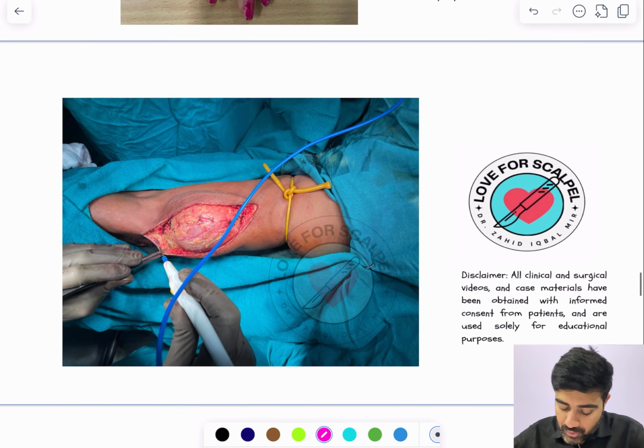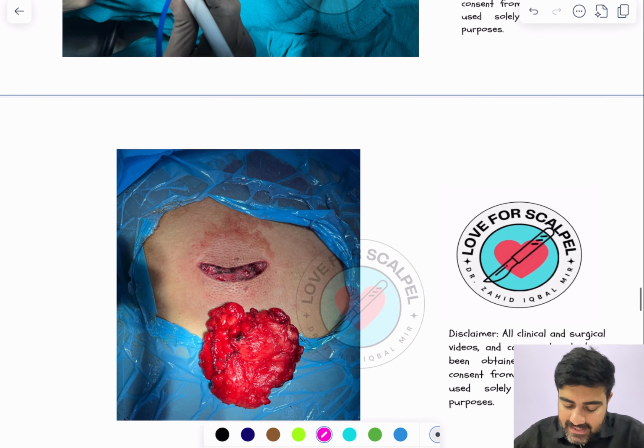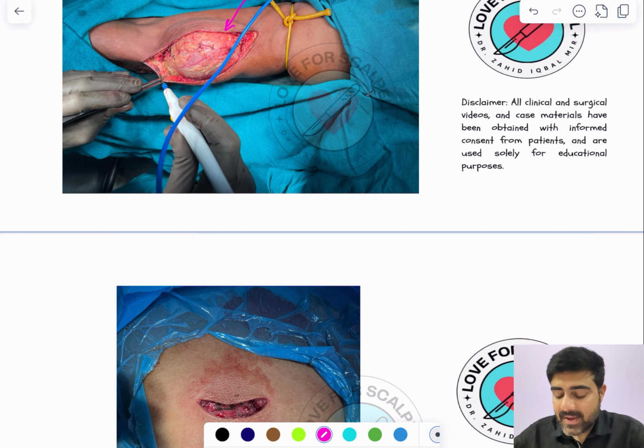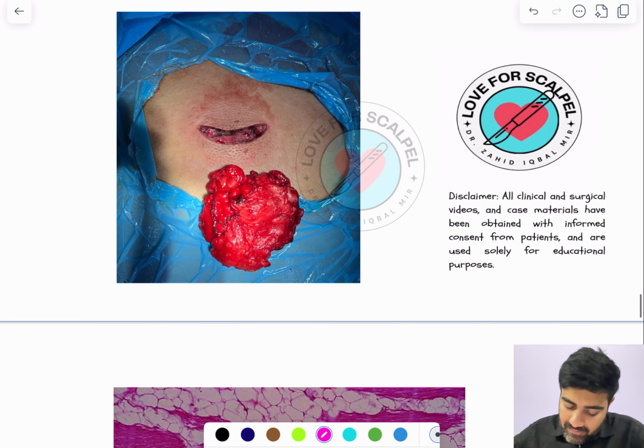Then this is an intraoperative image showing lipoma here. So this is an intraoperative image. So this was basically an intramuscular lipoma. Then this is the second. Again, this is a post-op image of lipoma of the back. So this is the specimen, and this is the incision.